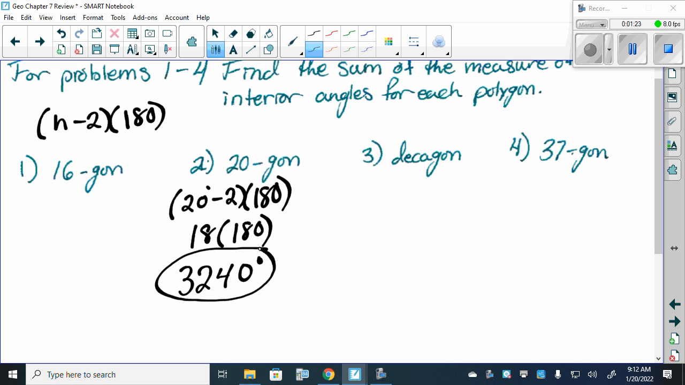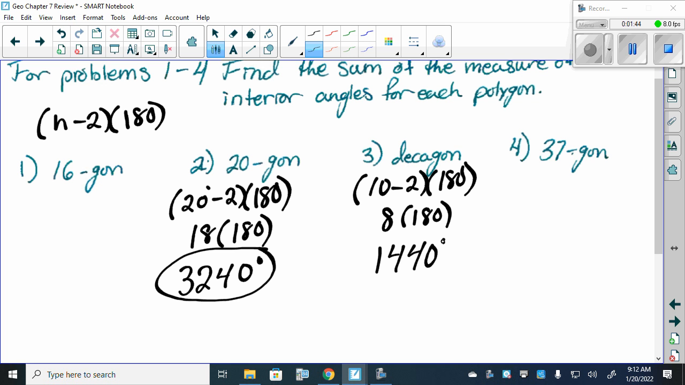Now, how about for the next one? What would that be? Deca is 10. So 10 minus 2 times 180. Well, 10 minus 2 is 8, and 8 times 180 is 1,440 degrees. And that's all we need to do for these here. Any other questions on 1 through 4?